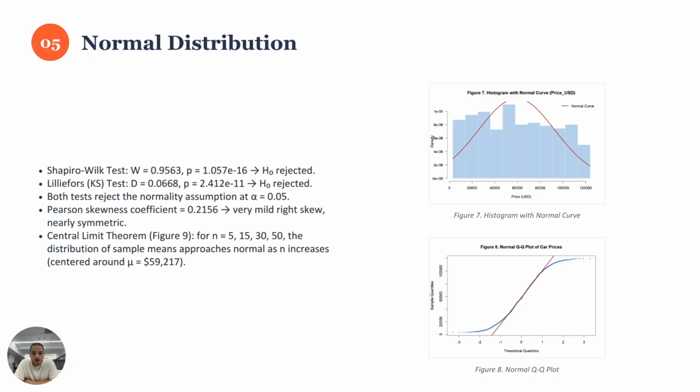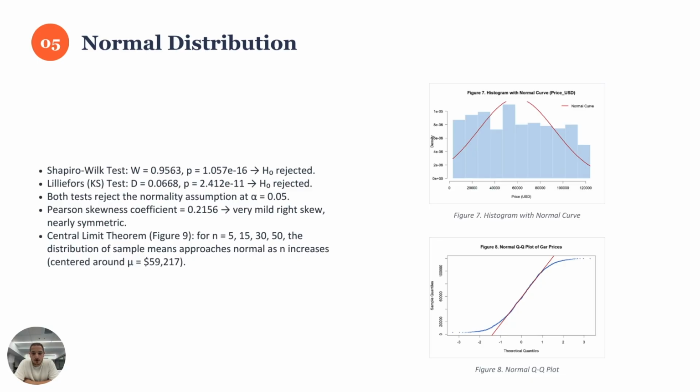Here we tested if price follows a normal distribution. As you can see in figure 7, the normal curve does not match the real histogram shape. And in the Q-Q plot in figure 8, points move away from the line at the ends. Both the Shapiro-Wilk and Lilliefors tests gave very small p-values, so both reject normality. Our Pearson skewness coefficient is 0.2156, a very small right skew, almost symmetric, but not normal.